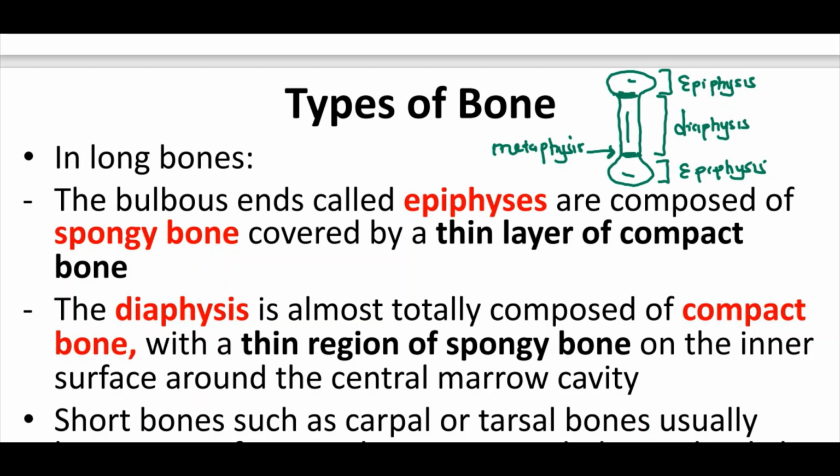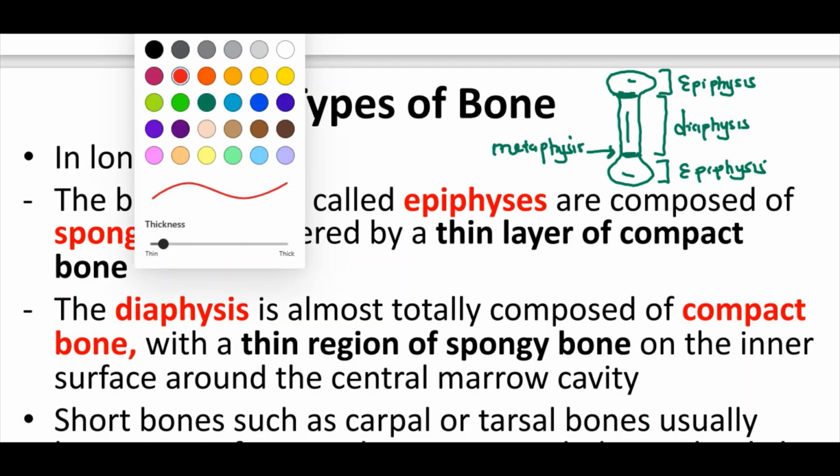So in long bones, the bulbous ends are called epiphyses, the ones that I showed you there. They're the elongated or enlarged ends. They are composed of spongy bone covered by a thin layer of compact bone. So the compact bone is found in the periphery, outside. Let me use another color so that we appreciate.